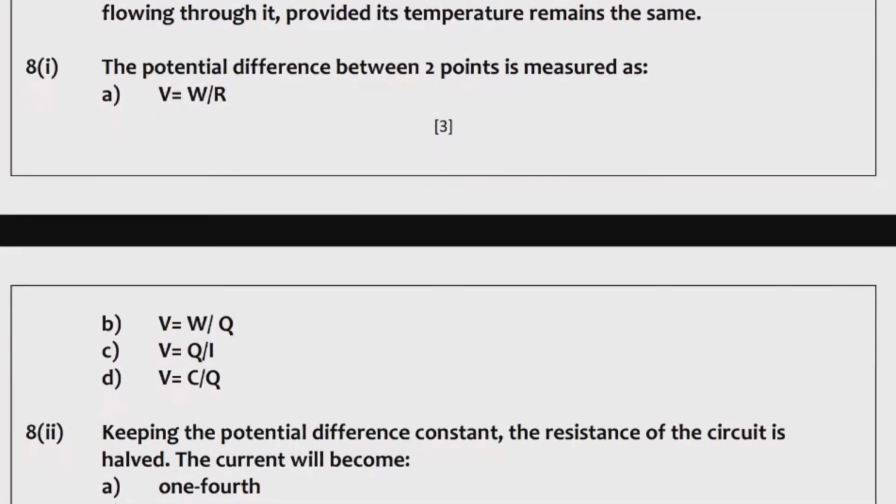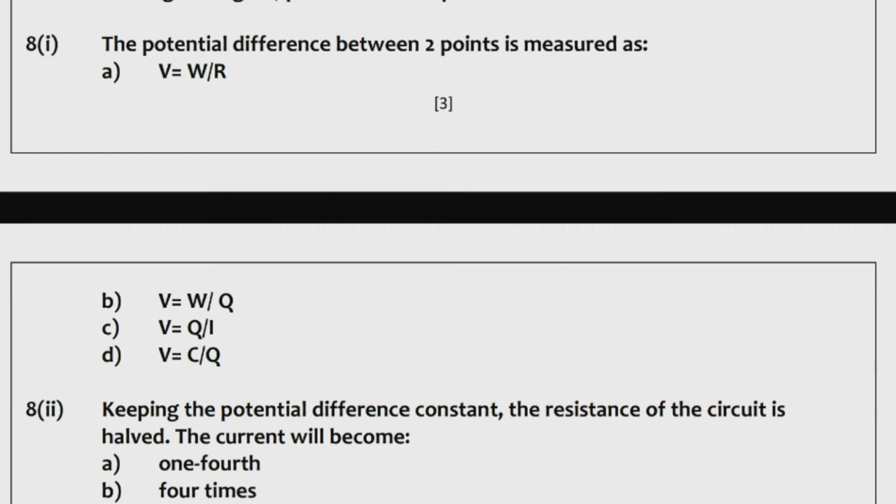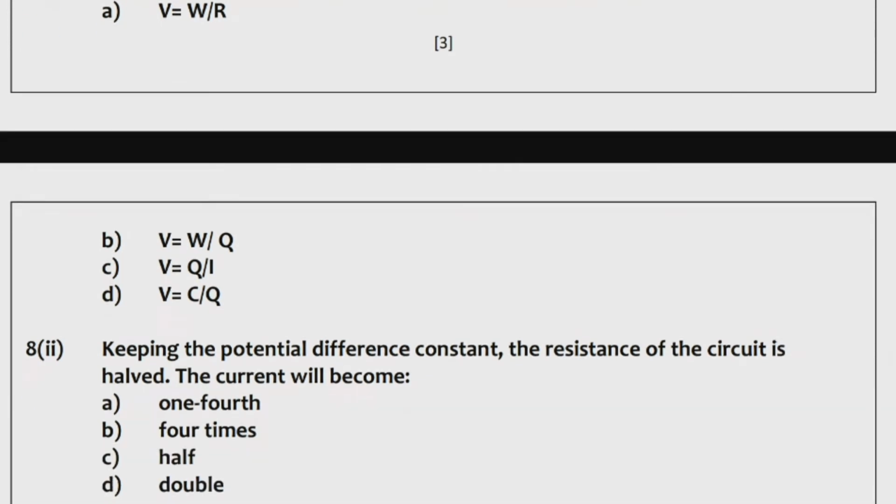8.2. Keeping the potential difference constant, the resistance of the circuit is halved. The current will become. Options: A. 1/4, B. 4 times, C. half, D. double.